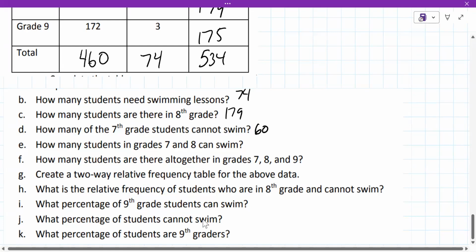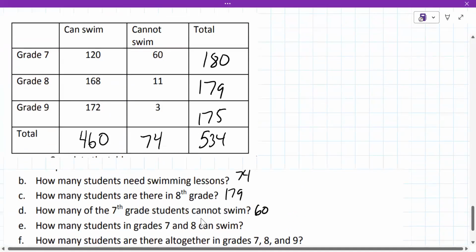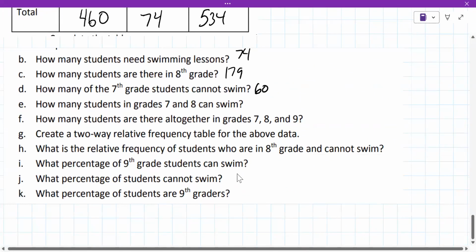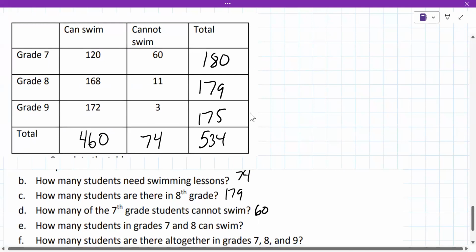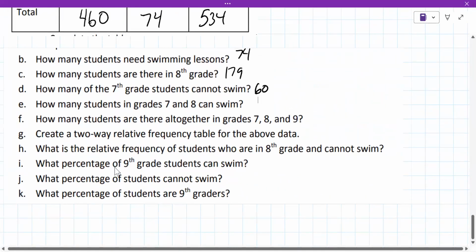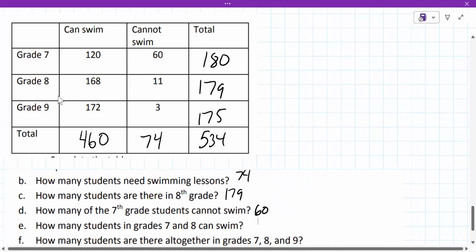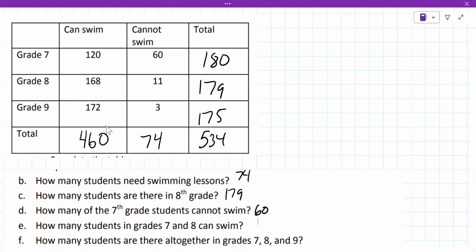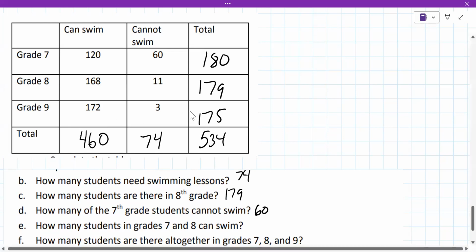What percentage of 9th grade students can swim? So your whole world is the 9th grade, and that's your column. It's 172 out of 175. That's right. So it'd be 98%. It's pretty darn high.